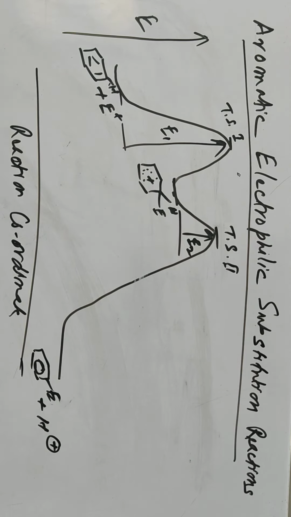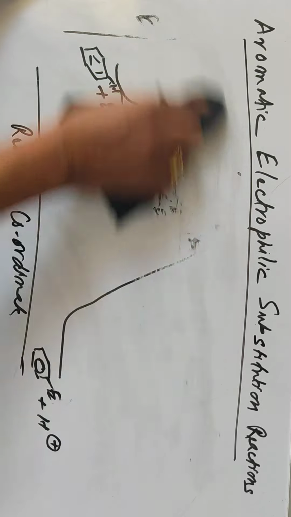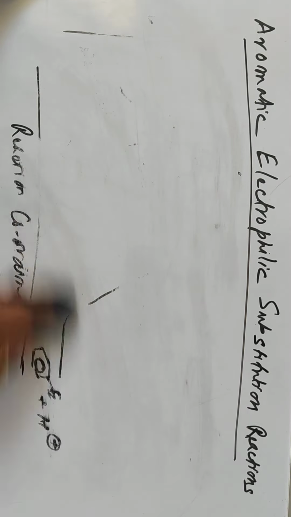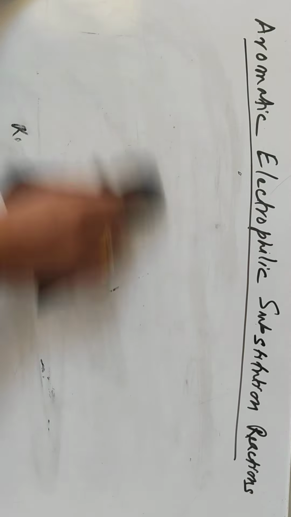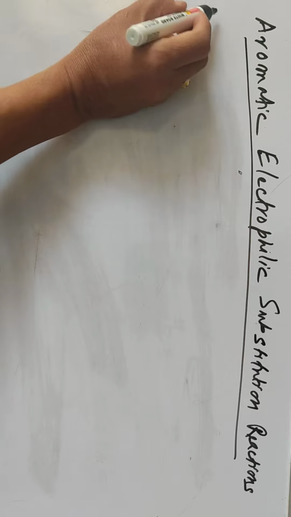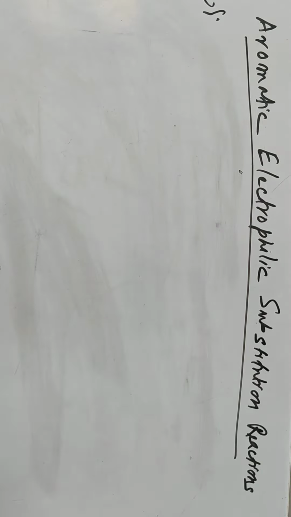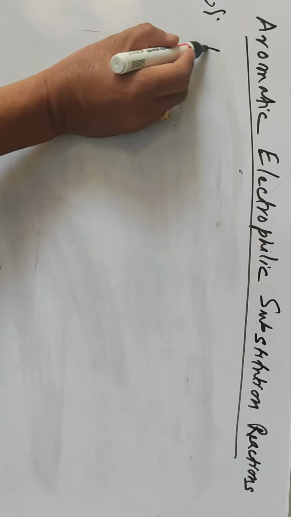We discussed this earlier. Now let us discuss all the types of reactions, examples of aromatic electrophilic substitution reactions. We also talked about this in the last class. The first one is halogenation.